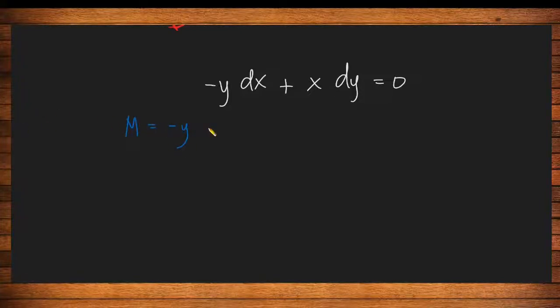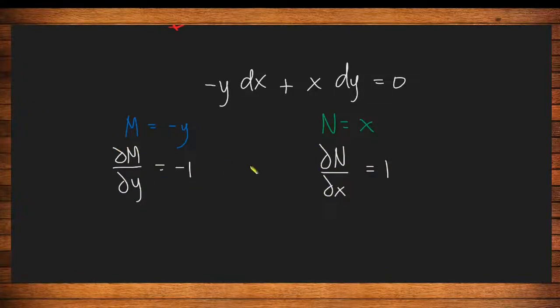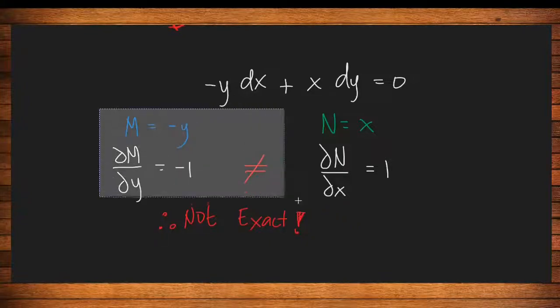So we will take the partial derivative of M with respect to y, and then we will compare that to the partial derivative of N with respect to x. So in this example, we can see na hindi sila equal. Therefore, this equation is not exact. And then, hindi natin to masosolve using the procedure that we have discussed on our previous video.